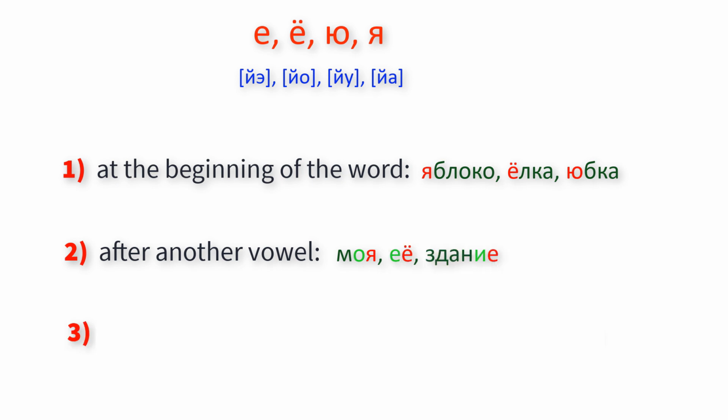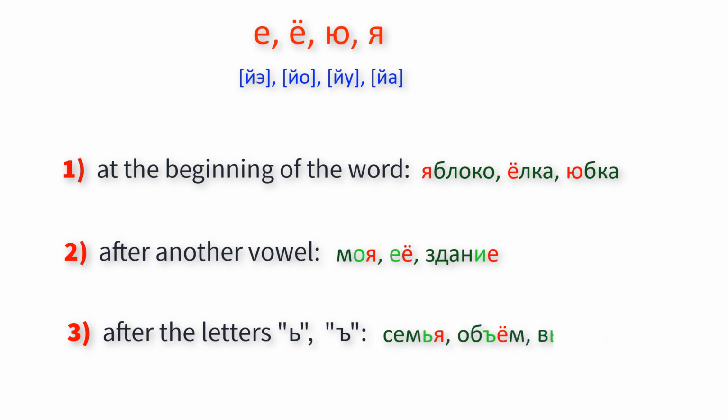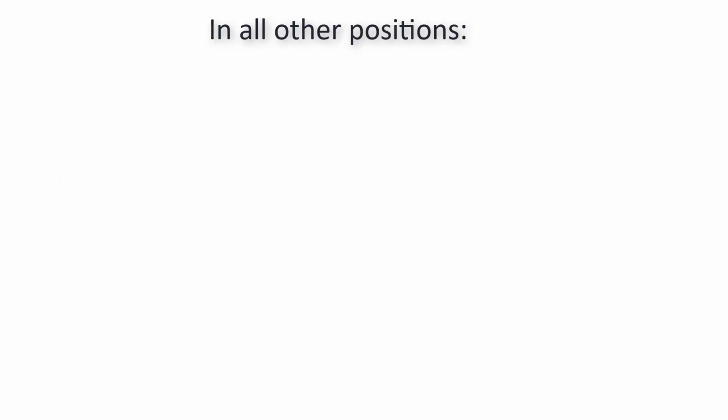And the last one, when they are following the letters мягкий знак, soft sign, and твердый знак, hard sign: семья, объем, вьюга. In all other positions, these four vowels soften the previous letter sound and are pronounced like e, o, u, a. Let's break it down.